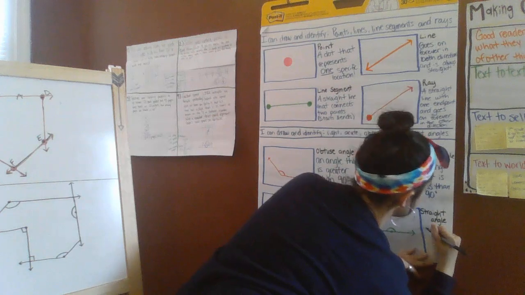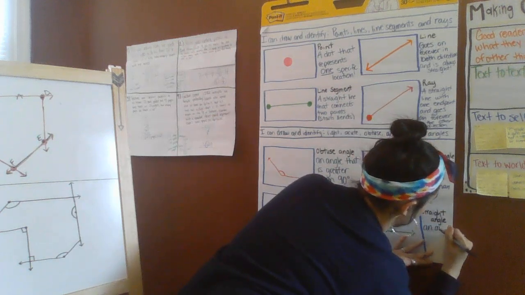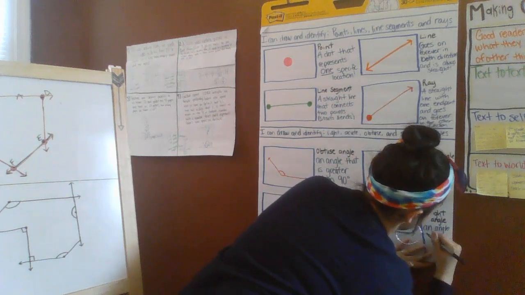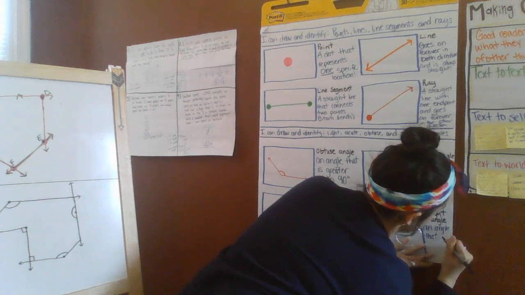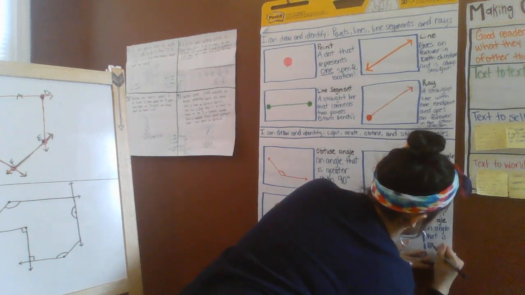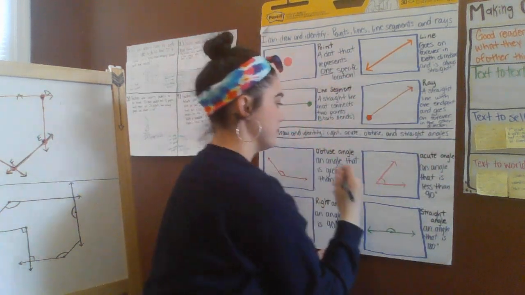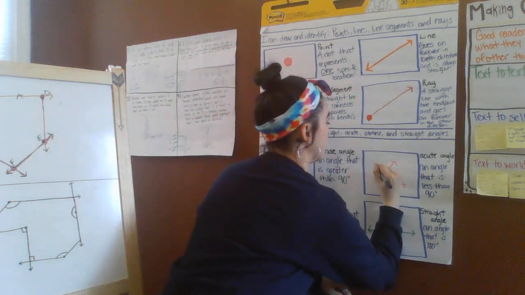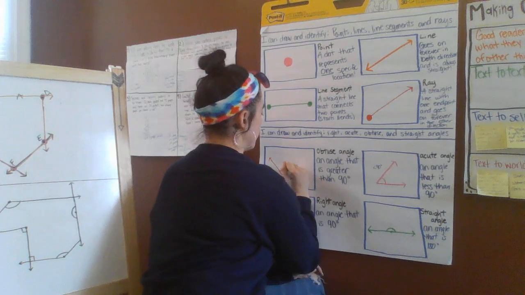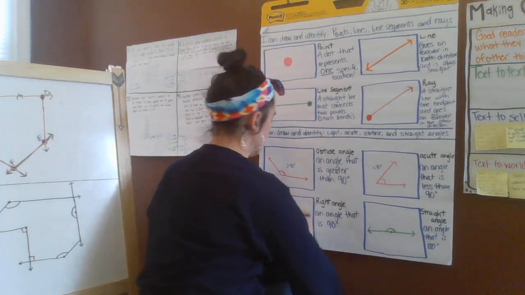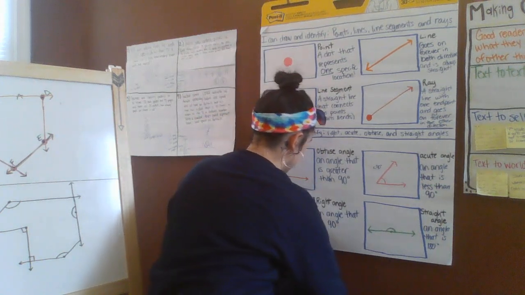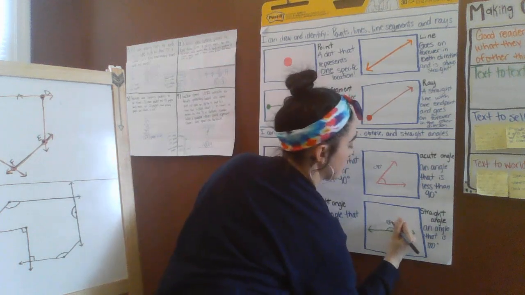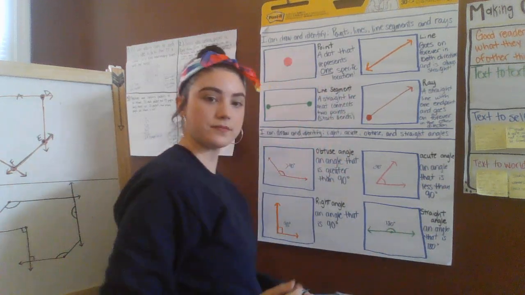So a straight angle is an angle that is 180 degrees. So this would be less than 90 degrees. This one would be greater than 90 degrees. This one is 90 degrees. And this one is 180 degrees.